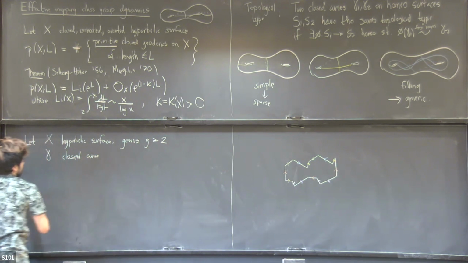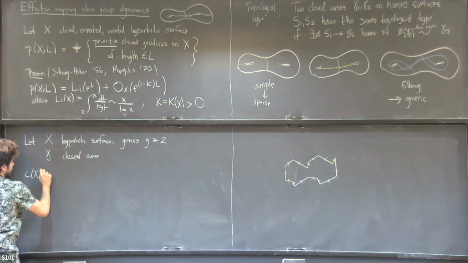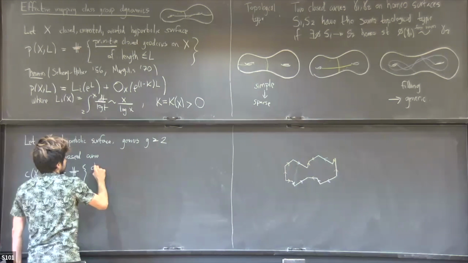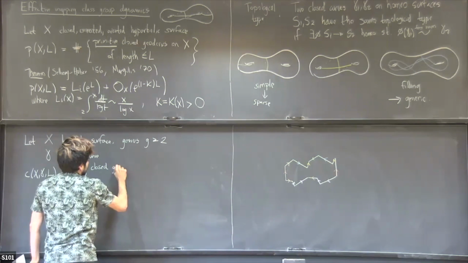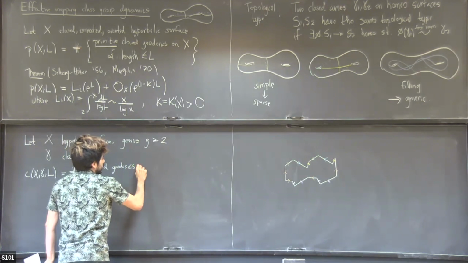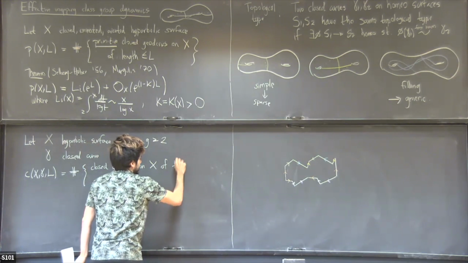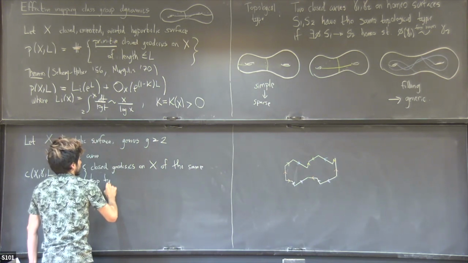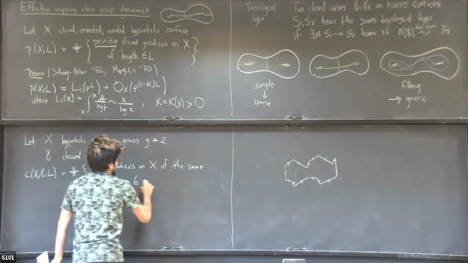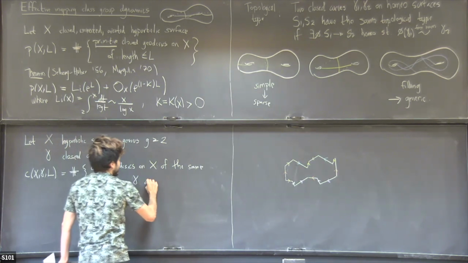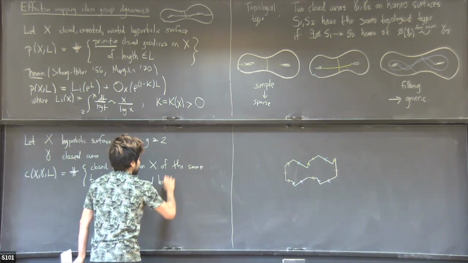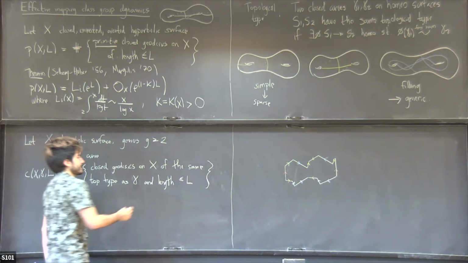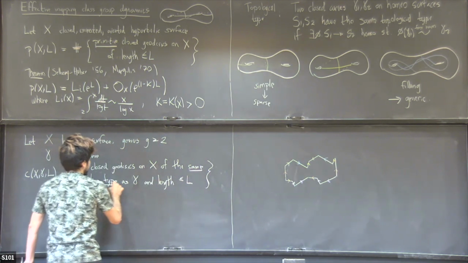And now, the counting function that I want to look at is sort of what you expect, given what I've been saying. I want to count the number of closed geodesics X of the same topological type as gamma and length less than or equal to L. So instead of asking for them to be primitive, we ask them to have the same topological type as gamma.